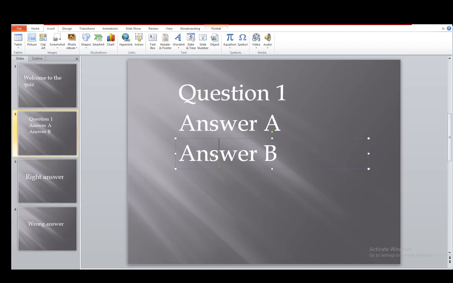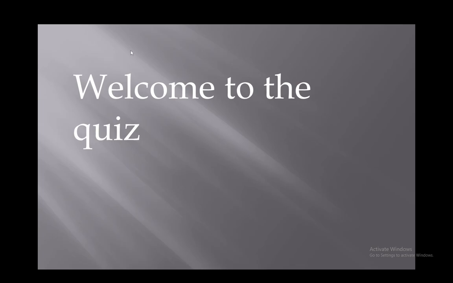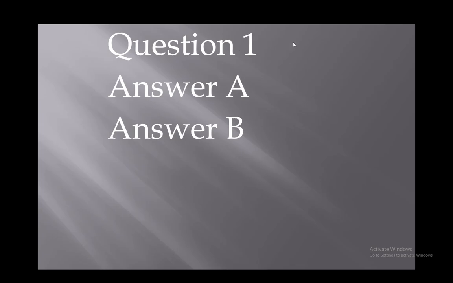Now, once we've set everything up, we want to go into Slide Show and show the slideshow from the beginning. As you can see, welcome to the quiz. Go into the next slide, which is the question. As you can see, question 1, if I have my mouse over the text, nothing happens, but I can select either answer A or answer B, as you can see by the change of my cursor.